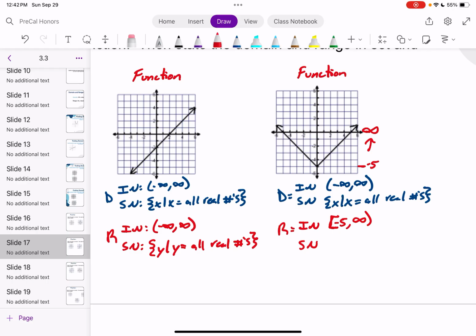Our set notation would be y such that -5 is less than or equal to y, which is less than positive infinity. Now this is extremely important to pay attention to, because notice, because we have a bracket on the -5, and because we have a solid point there, we are doing the less than or equal to sign on the -5, but we are using a less than sign for the infinity because we are dealing with infinity.